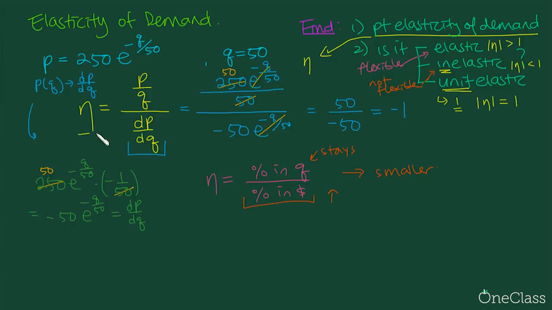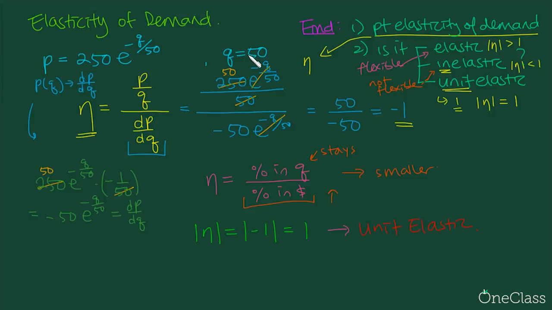In this case, our eta is equal to negative 1. So what we will have to show to answer the second part is that the absolute value of eta is equal to 1, and because it is equal to 1, we will say that this particular product is unit elastic.